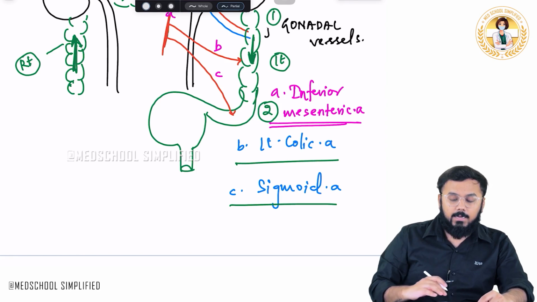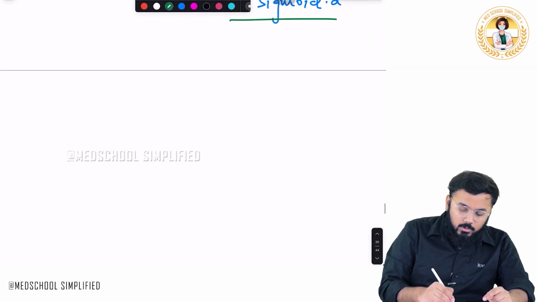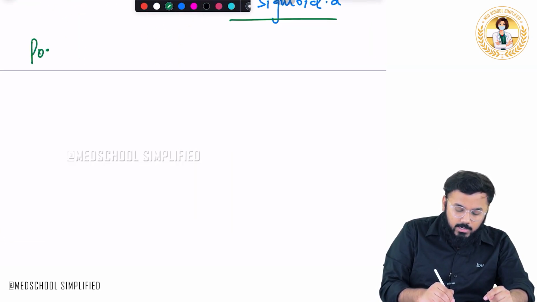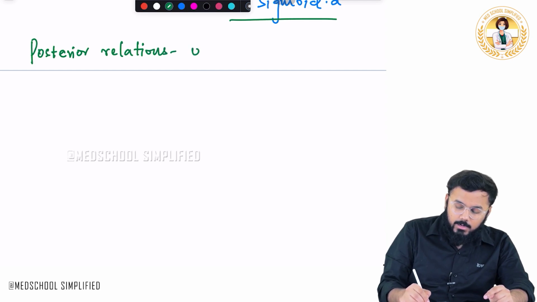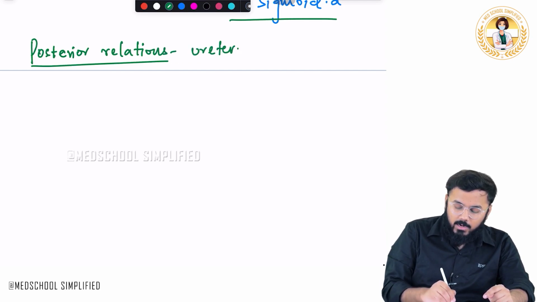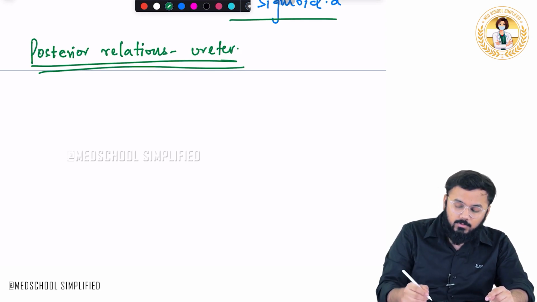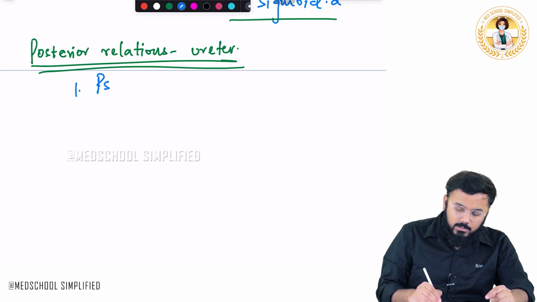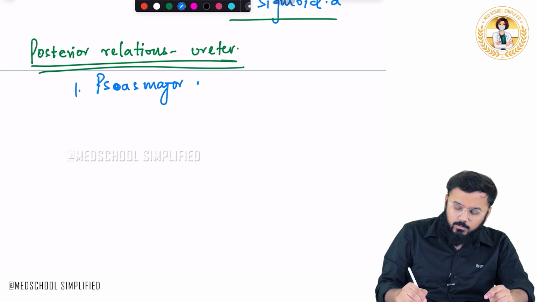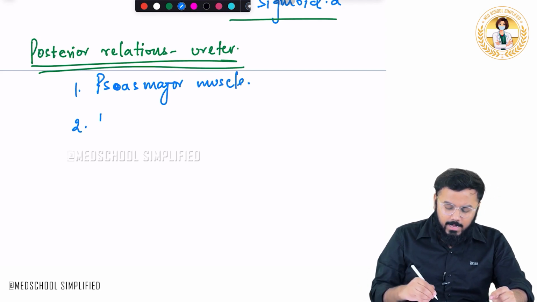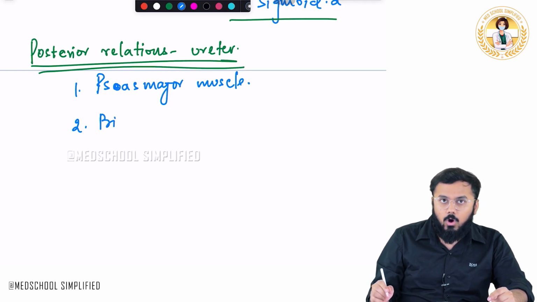Now, after the anterior relations, let us discuss the posterior relations of the ureter. The posterior relations of the ureter are common to both the right ureter and the left ureter. What are these posterior relations? One is the psoas major muscle. All of you know the psoas major muscle, right? So, one is the psoas major muscle and the second one is the bifurcation of the common iliac.